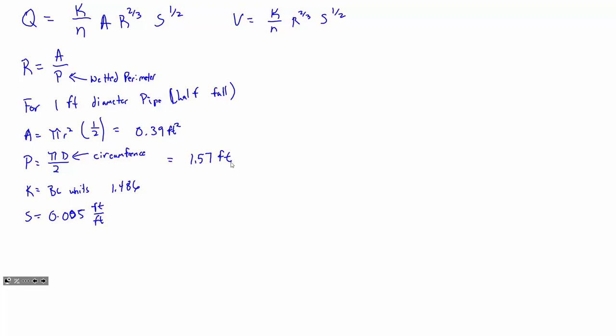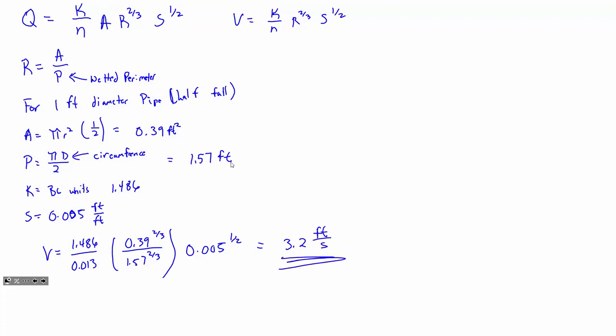And so we can plug our values in here into Manning's equation. We got 1.486 over 0.013 times 0.39 to the 2/3 over 1.57 to the 2/3 times the square root of 0.005. We end up seeing that it equals 3.2 feet per second. Okay, so our answer there is going to be C.